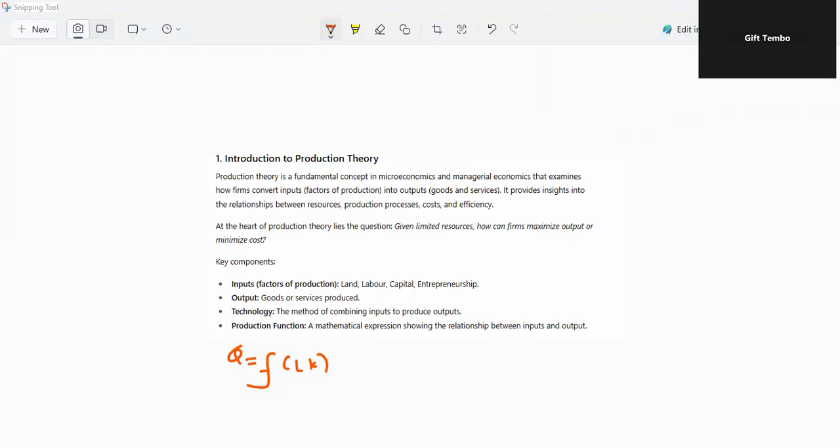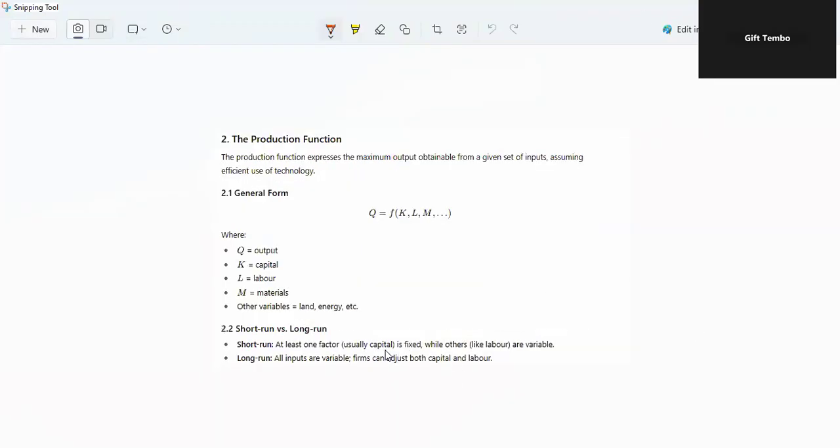One thing we must take cognizance of is that production can be in the short or the long run. In the short run, we must understand that one factor of production, usually capital, is fixed, whilst other factors like labor are variable. But in the long run, we're assuming that all inputs are variable. The firms will adjust both the labor and the capital. In the short run, capital is fixed; you only vary the labor factor.